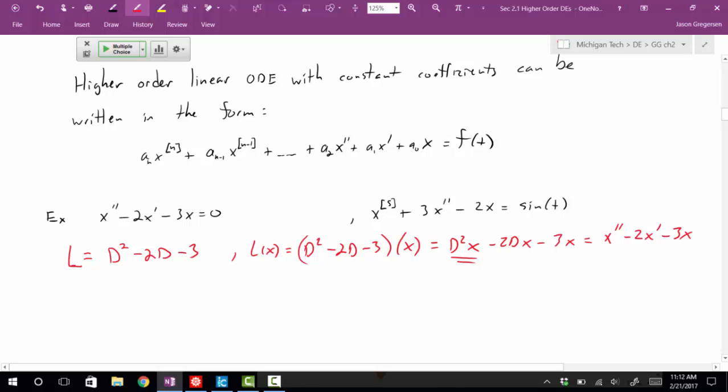So when I define this operator this way, my differential equation can be expressed as L of x equals f of t in general. Any function of t could be on the right there. But in my specific case, I just have a 0 over there. And the big idea is that the differential equation is linear if L is linear.